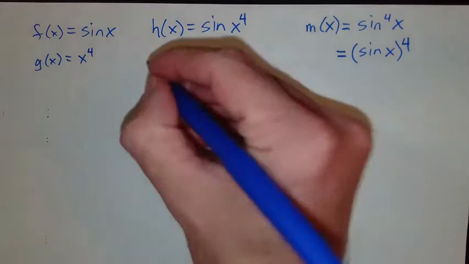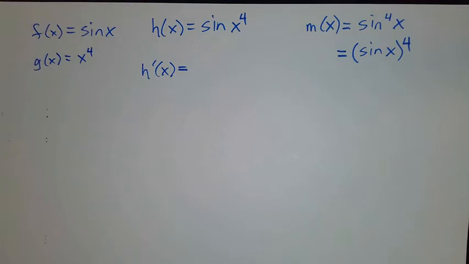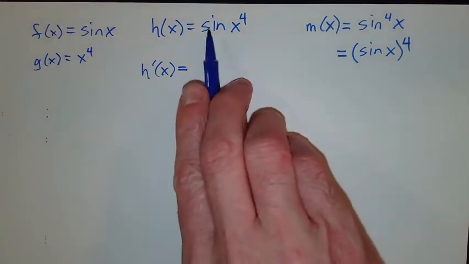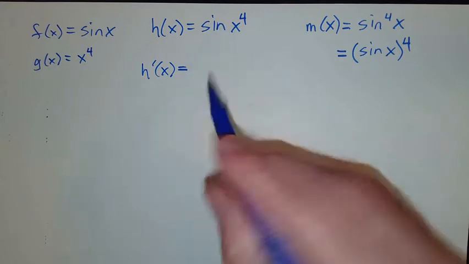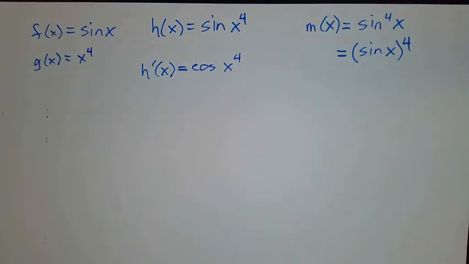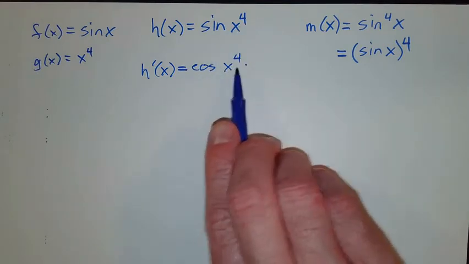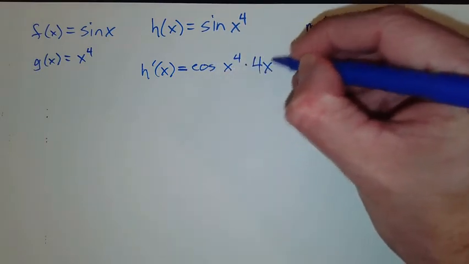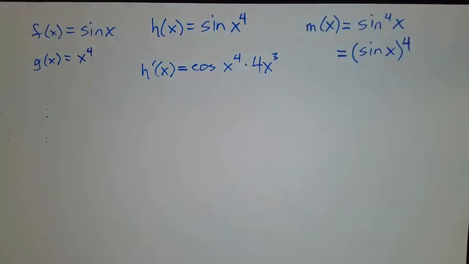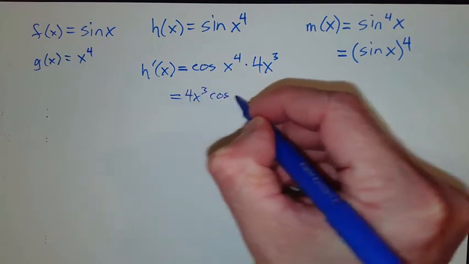Okay, so the derivative of h prime of x, well, I'm looking at this function. I've got sine of something. I know the derivative of sine of something is cosine of something. But chain rule says if that something is any more complicated than just x, we then have to multiply by the derivative of the something. Again, the derivative of sine of x to the fourth is cosine of x to the fourth times the derivative of x to the fourth, 4x cubed. And then to avoid confusion, I'm just going to rewrite this as 4x cubed cosine of x to the fourth.